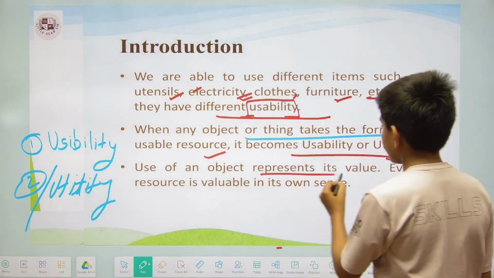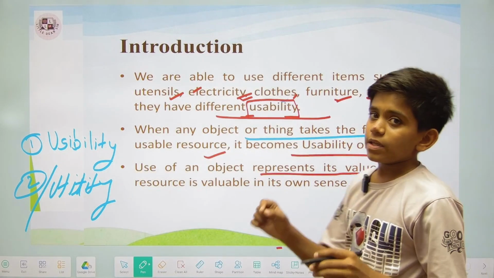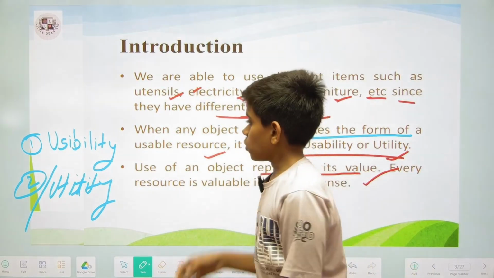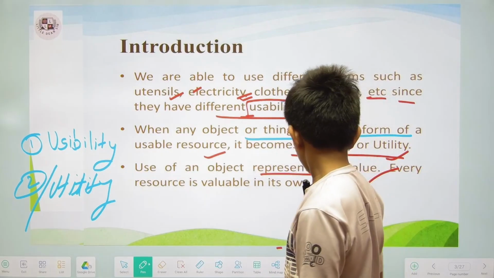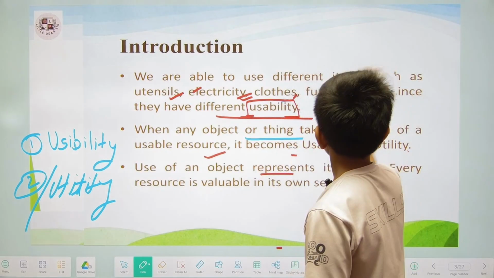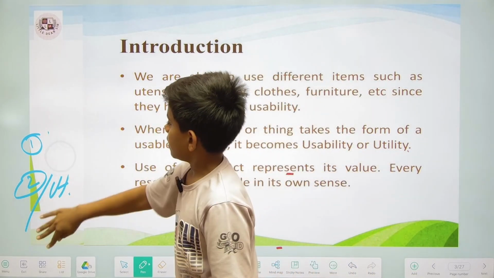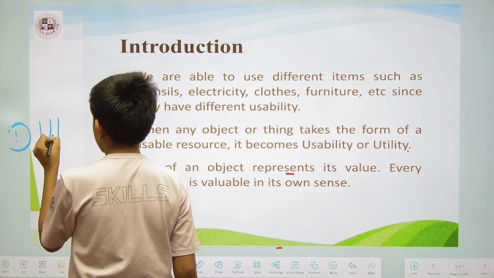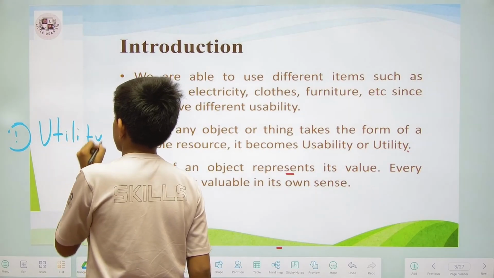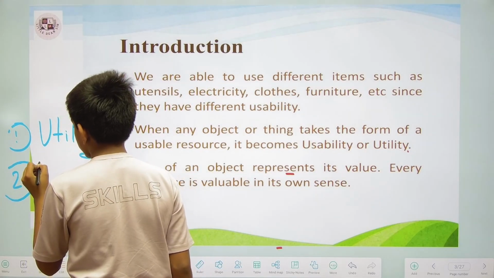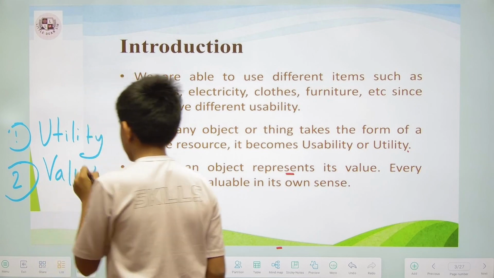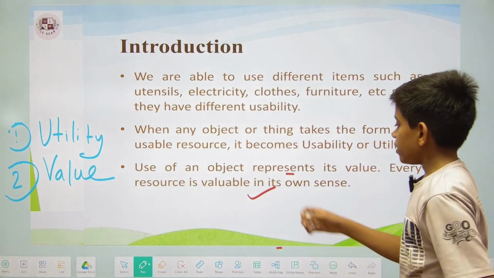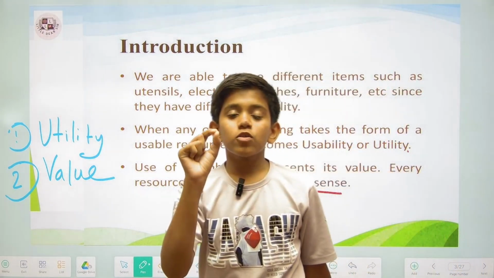When an object has a value, its economic value, its value for our life. So, wait a minute. We will clear this and I will explain you properly. First, a resource should have utility, that we learned. Second, it should have value. Now, value in its own sense means it should have economic value.